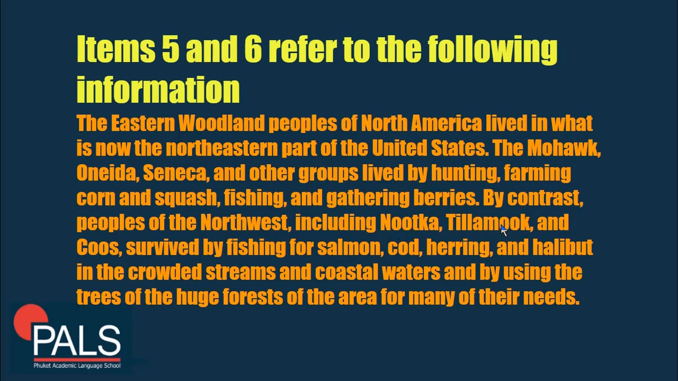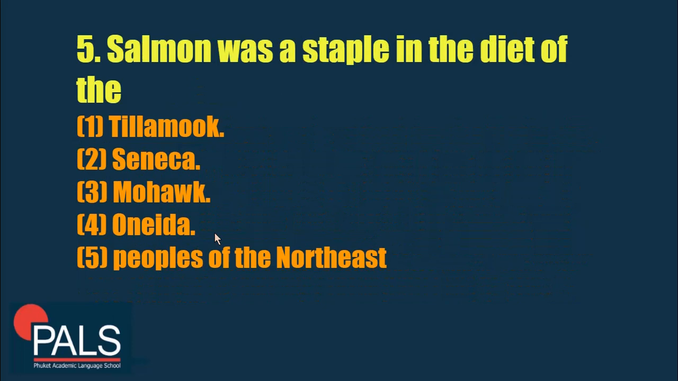Okay. Tillamook, this people, Nootka, Tillamook, and Coos. So let's see. Okay, the only one mentioned from that group is Tillamook, right? The Tillamook group live in the Northwest. And those tribes mentioned there, they fish for salmon.